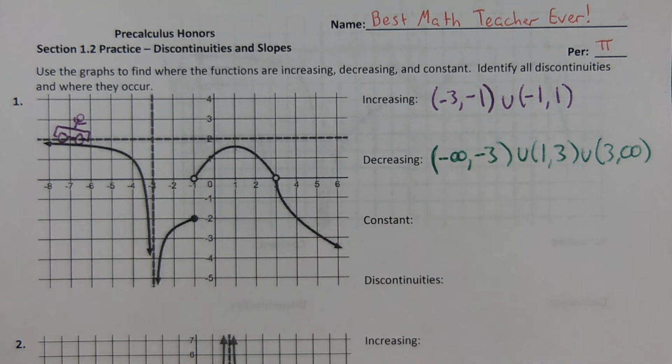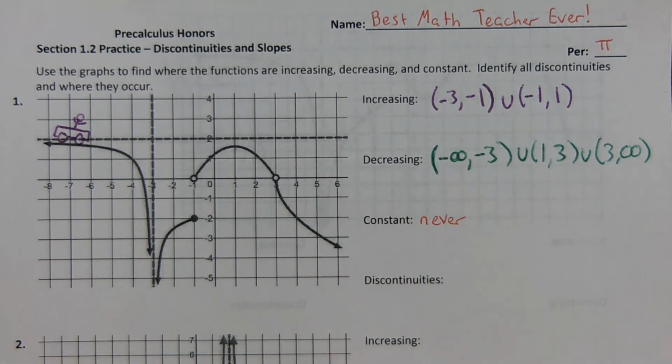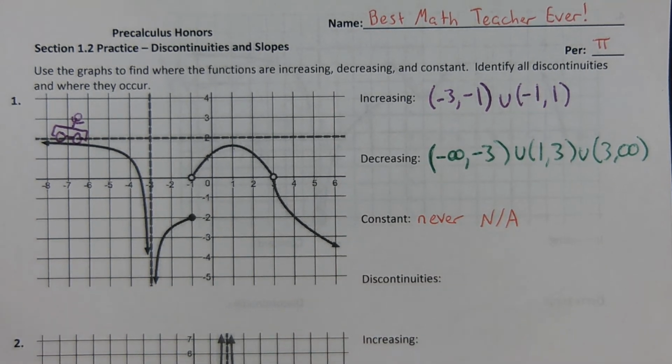Constant. Constant would mean that this roller coaster was just going left and right perfectly horizontal, and this one is, well, never doing that. So you could write never, or you could write NA, or whatever. It's just, it isn't. This doesn't have a flat point.